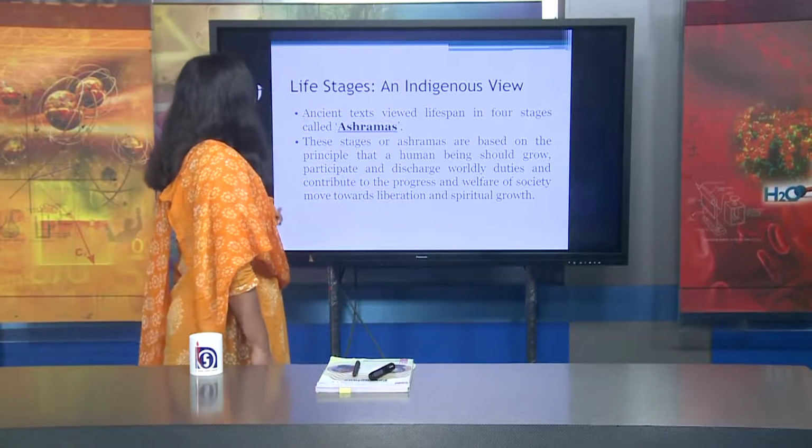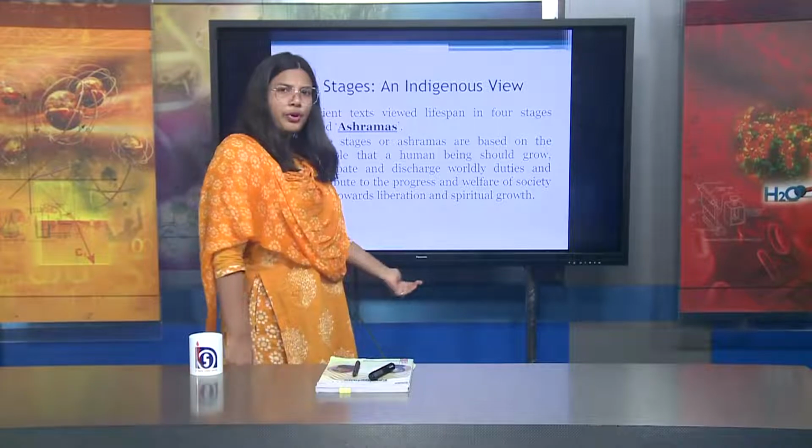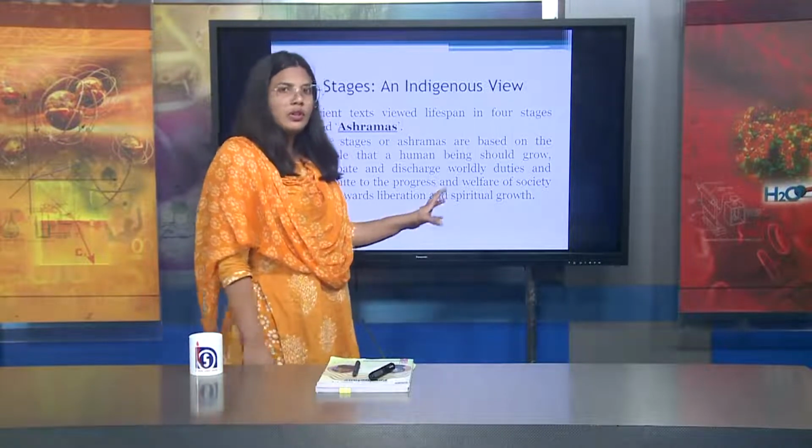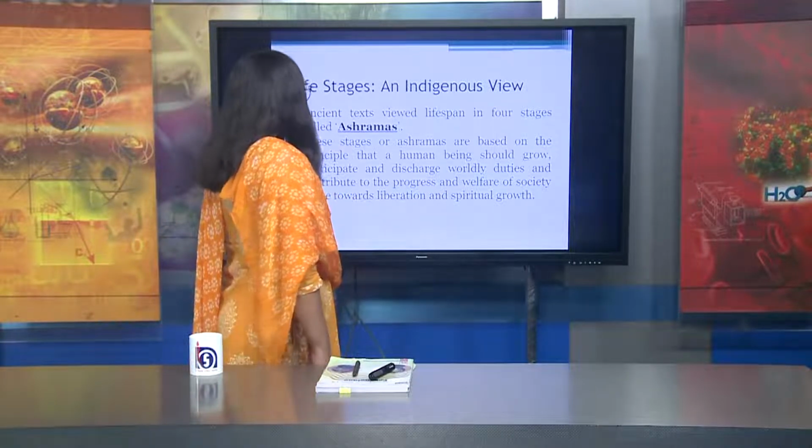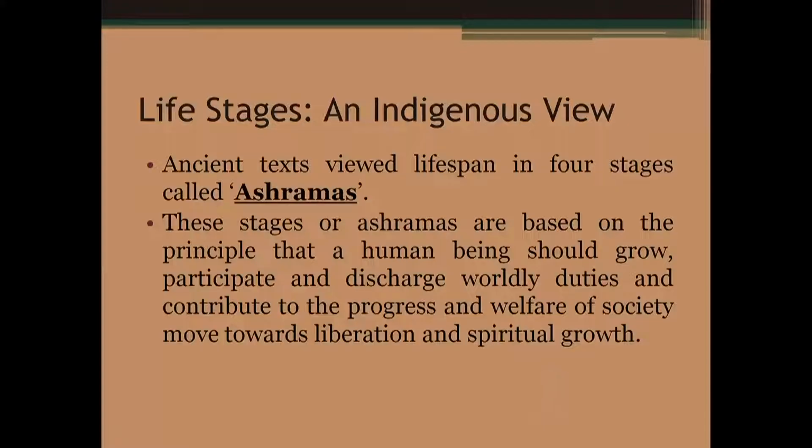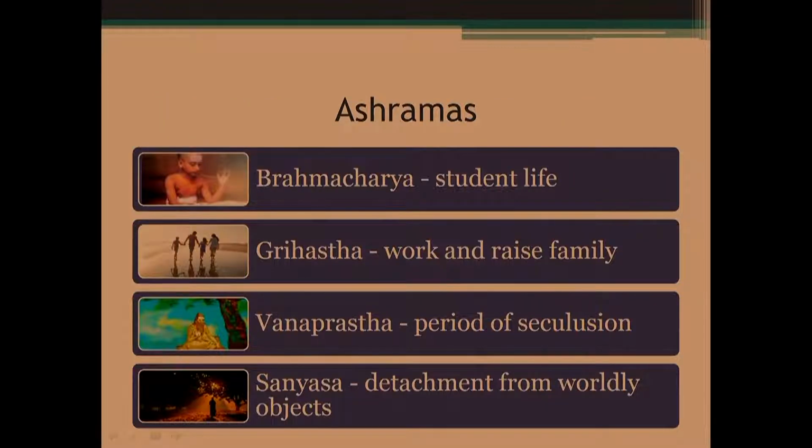Okay, so in the indigenous view, we are going to talk about life stages when it comes to the Indian context. Ancient texts viewed the lifespan in 4 stages called ashramas. These stages are based on the principle that a human being should grow, participate and discharge worldly duties, and contribute to the progress and welfare of society, move towards liberation and spiritual growth. So these are the 4 stages. Brahmacharya, which is student life.